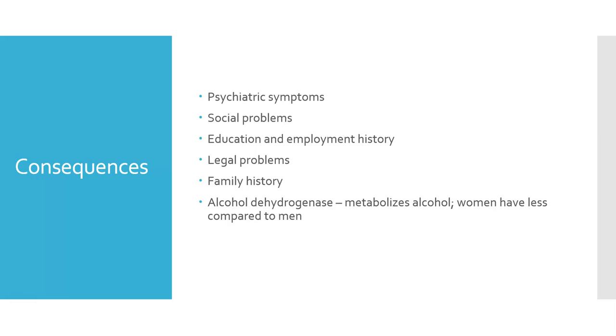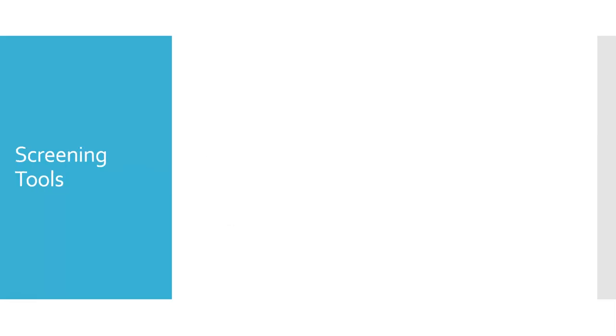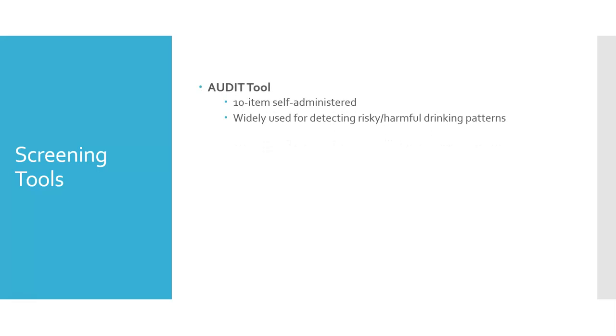And also, women have a higher risk of having liver problems if they drink due to that decreased dehydrogenase. Some screening tools that can be used: the AUDIT tool, which is a 10-item self-administered tool and it's widely used for detecting risky and harmful drinking patterns.